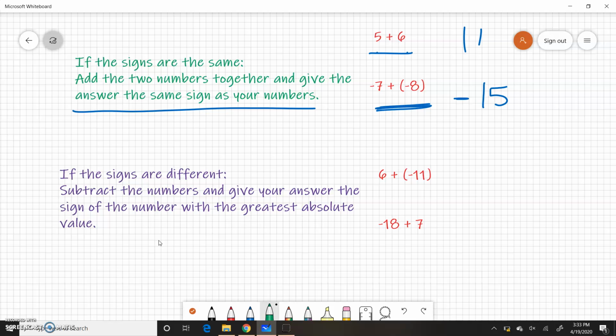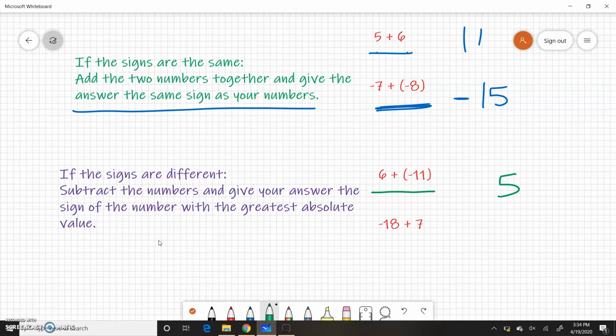The other kind is if your symbols are different, so if you have a combination. What you'll do if you have a combination is you'll subtract your digits, and then whichever digit is the farthest from 0 or has the greatest absolute value, that is the one that will have the sign. So for example, it's a positive 6 and a negative 11. So the signs are different. So I'm going to subtract them. 11 minus 6 gives me 5.